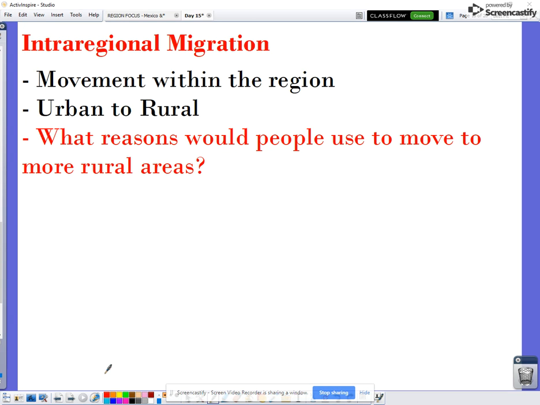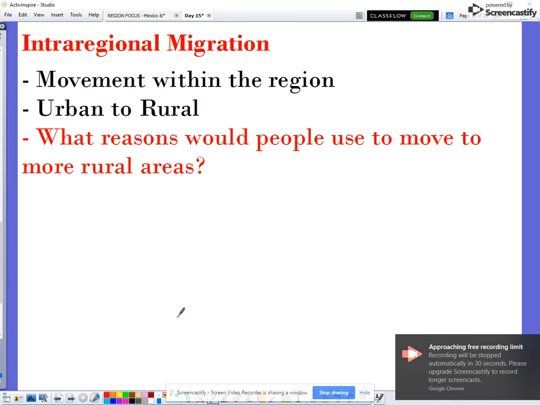And then the last one here before I stop is intra-regional, which is movement within the region. We came up with some good examples. Basically, this is people that move from large cities to rural areas. So think of moving from DC out towards our areas, maybe not necessarily rural, but Damascus, Frederick County, even Anne Arundel County, more rural areas. Some reasons that we came up with are maybe the cost of living is too high, or maybe you have a large family and you need more space.